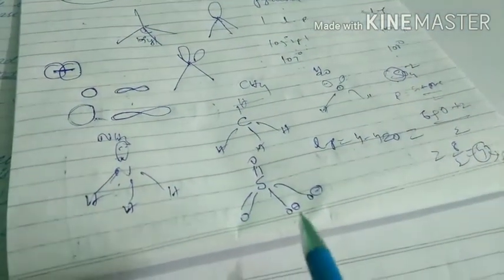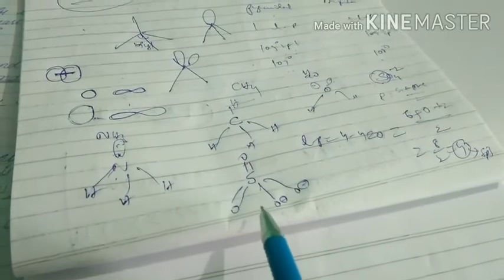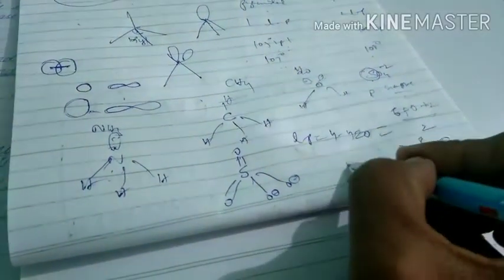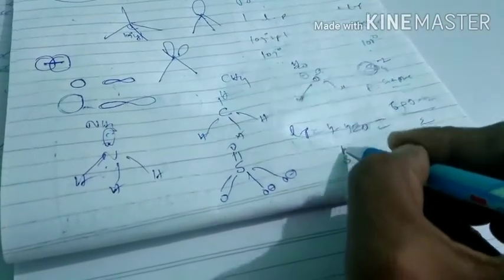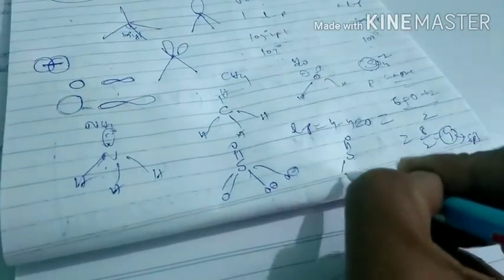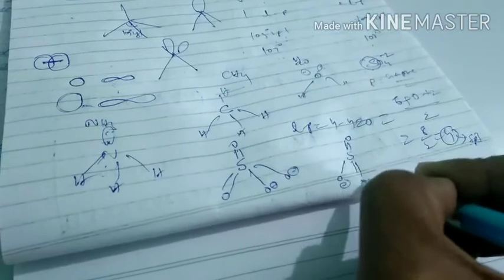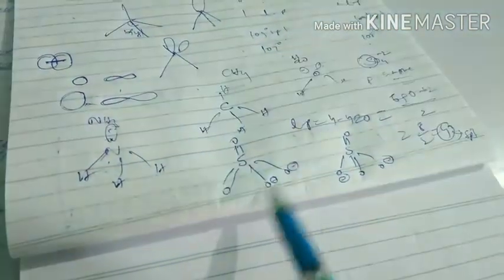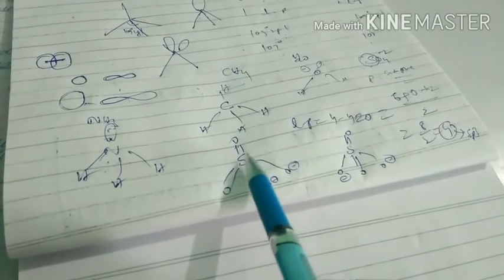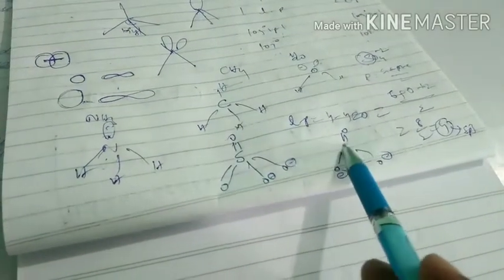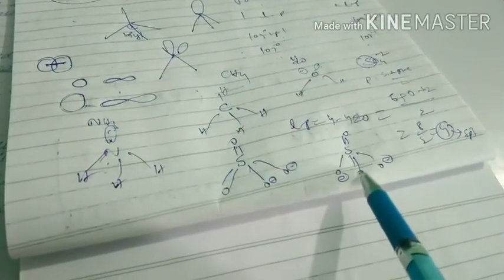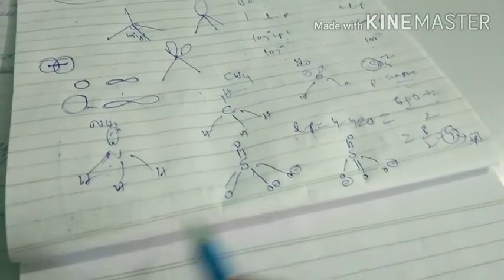Here you can observe one more structure will come, that is with a double bond O minus, double bond O minus. Here the double bond O is present, and here also a double bond O is present. But here the double bond is present on the left side, and here the double bond is present in the center. Here one more structure may come.